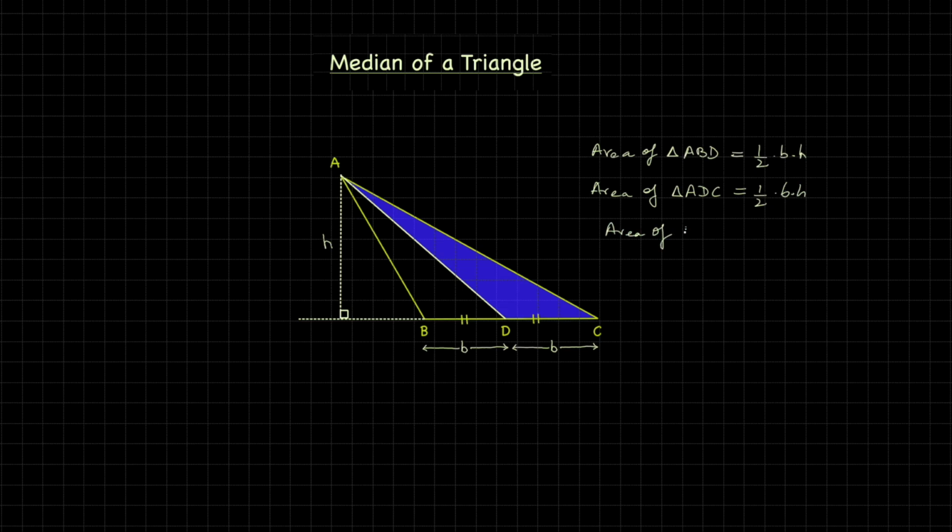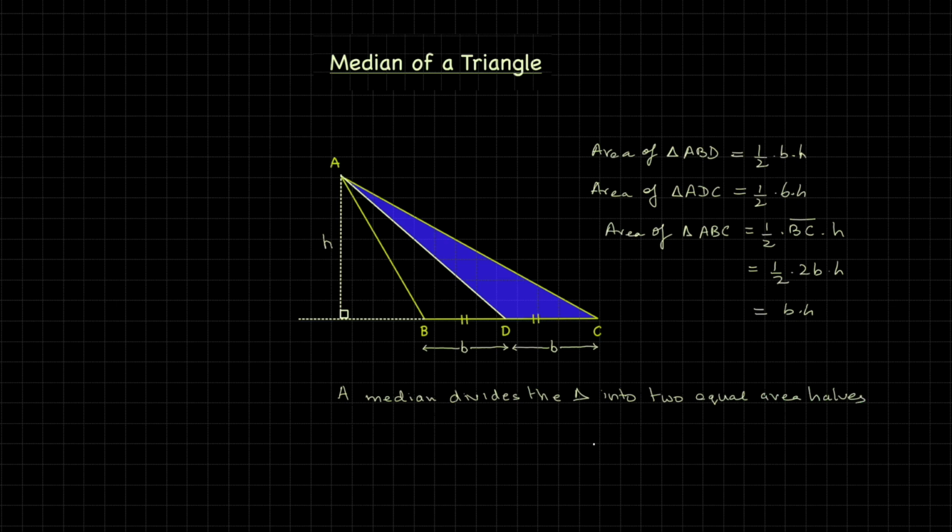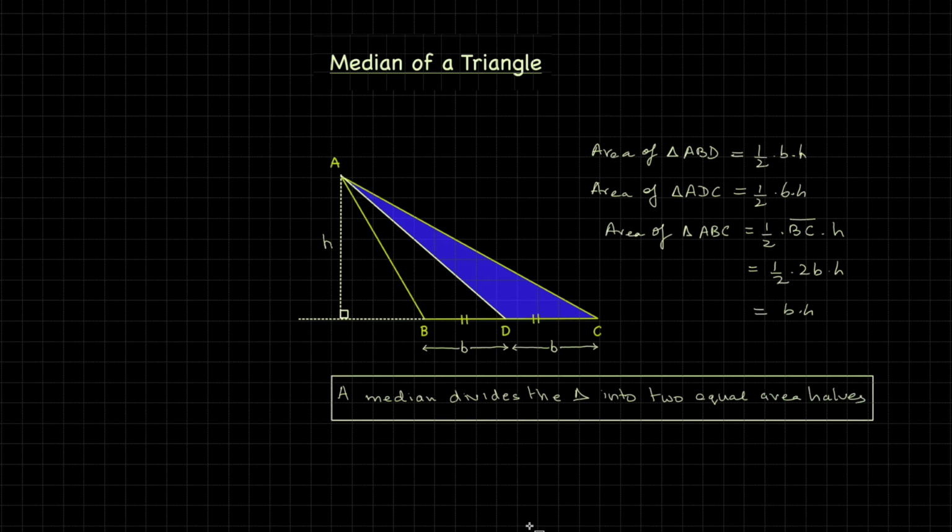Also, if you look at the area of triangle ABC, this will be half times base, which is BC, times H, which is equal to half times 2B times H, or B times H. So the area of triangle ABC is twice the area of ABD and ADC. In other words, the median divides the triangle into two halves of equal area. We'll use this result in the next proof.